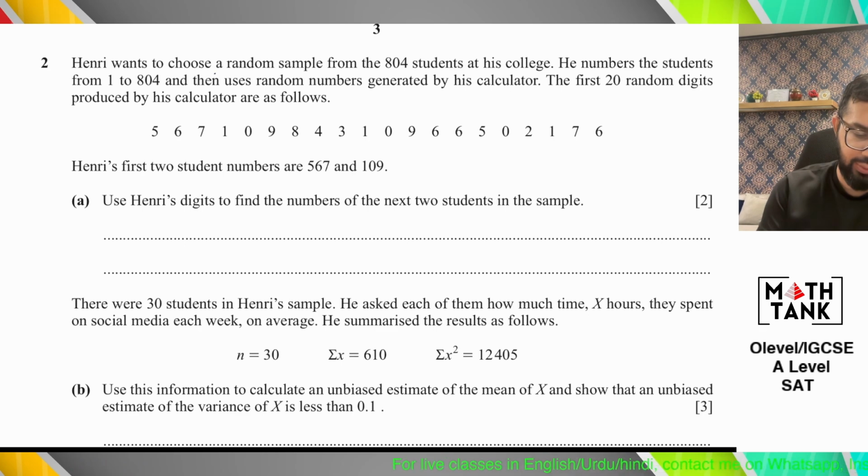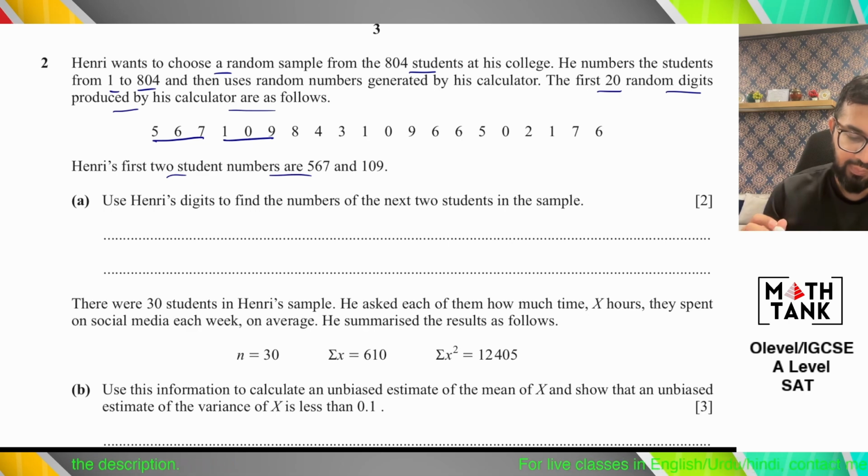Okay, Henry wants to use a random number sample from the 804 students in his college. He numbers the students from 1 to 804 and then uses random numbers generated by his calculator. The first 20 random digits produced by his calculator are as follows. Henry's first two students' numbers are 567 and 109. Use Henry's digits to find the numbers of the next two students in the sample.